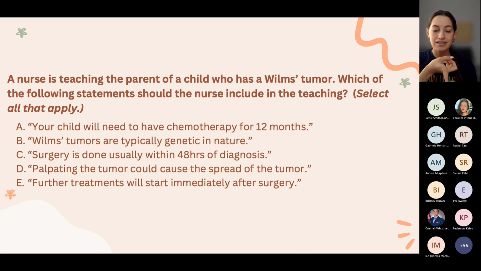The reason that A is not correct is chemo is going to be dependent on the individual and the stage of the tumor. So it could be less than 12 months, could be more. That's not one hard and fast rule for this type of tumor. And then they are not typically genetic in nature. Only about 2% of them are genetic. So that's why B is incorrect. Good job, you guys.